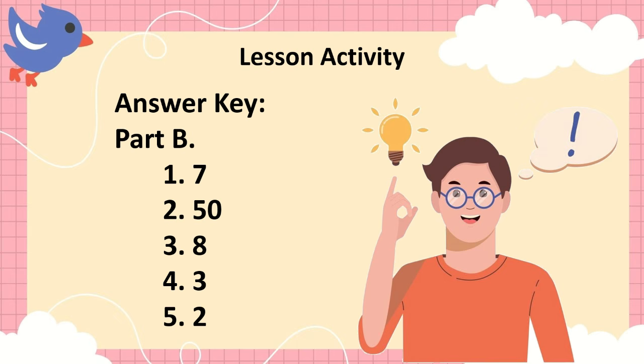So here are the correct answers. For number 1, we have 7, 2: 50, 3: 8, 4: 3, and number 5: 2.